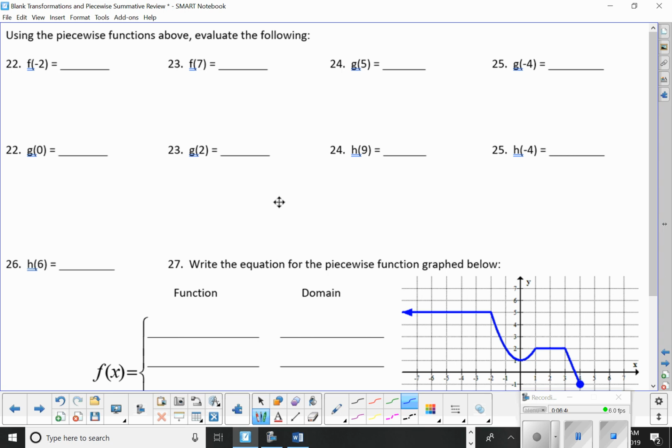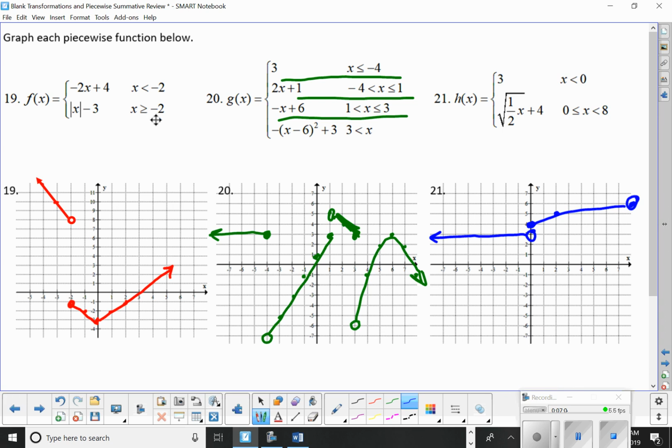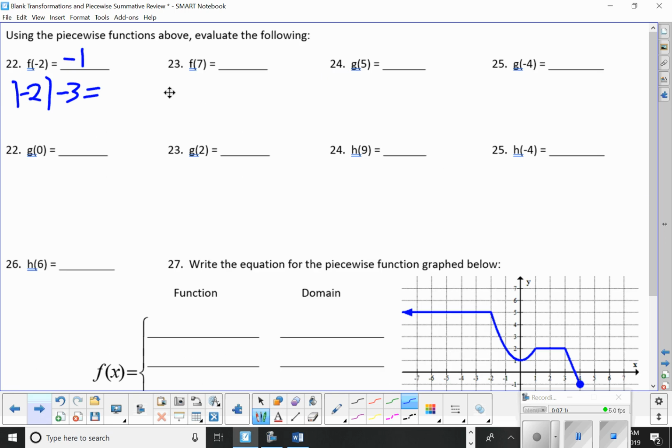Okay, f of negative 2. Now you can't see them, but you can see them because you're looking at your paper. So if I look at f of negative 2, that means I'm going to use the absolute value of negative 2 minus 3, which equals negative 1. I'll go back a page. Okay, f of negative 2: when x is greater than or equal to negative 2, I use this piece to evaluate. That's how I'm doing it. So, f of 7, well, I'm going to use the absolute value of 7 minus 3, which is 4.